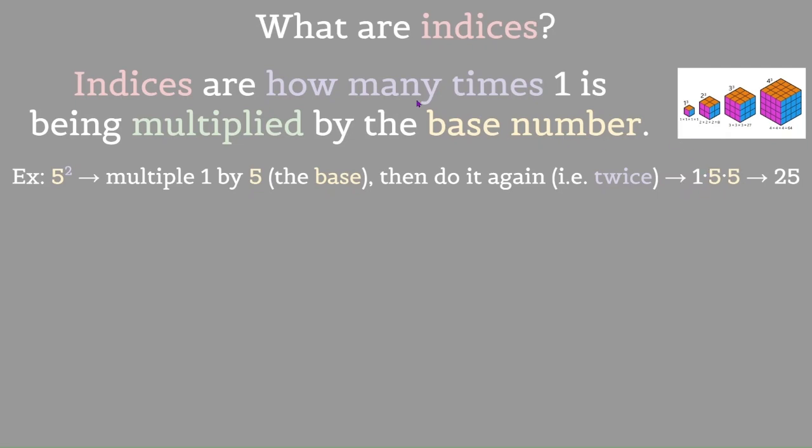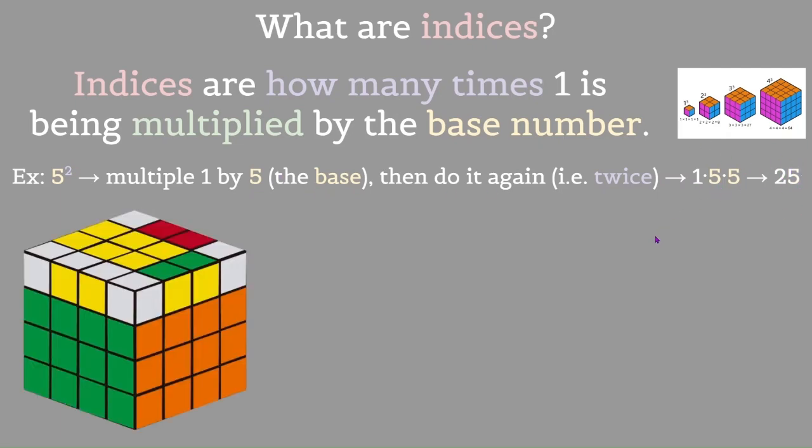But this is the definition, right? It is how many times 1 is multiplied by the base number. So in this case, 1 is multiplied by 5 2 times. So our indice is 2, right? And that would equal 25 if you multiply those all together, right?